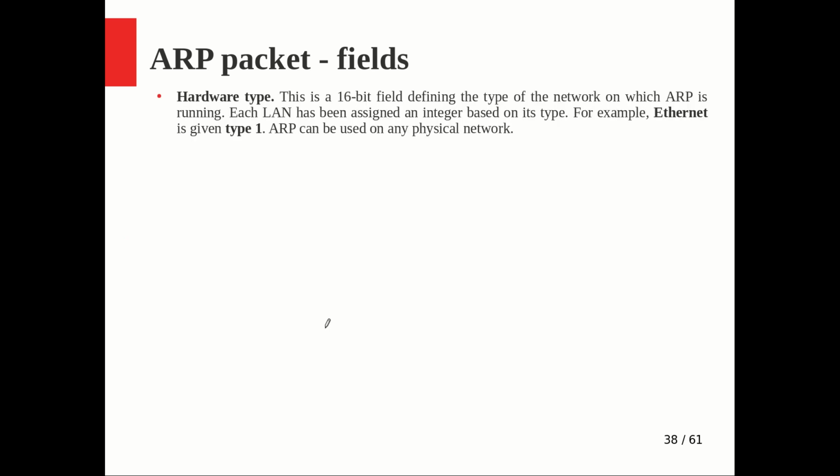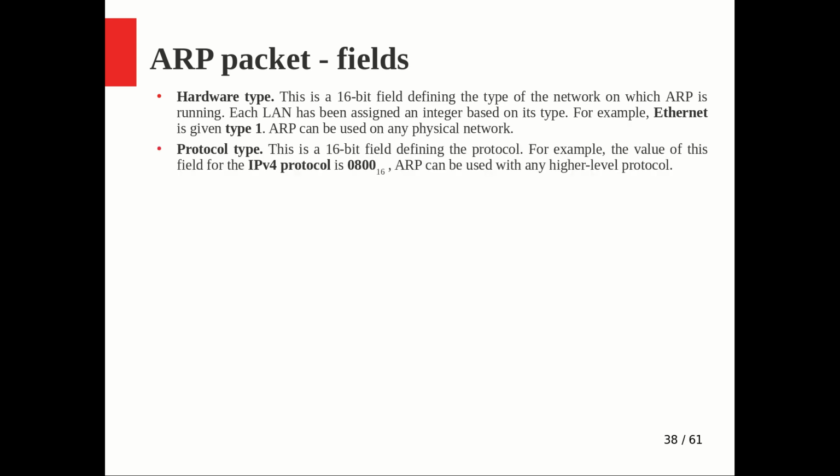The hardware type is a 16-bit field defining the type of the network on which the ARP is running. Each local area network has been assigned an integer based on its type. For example, if it is Ethernet, the type value will be 1. Similarly, for others, some other value will be given. So ARP can be used on any physical network, of course, right? So accordingly, the type has to be noted down.